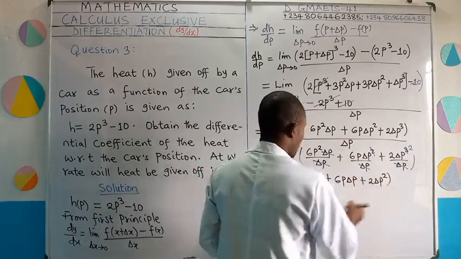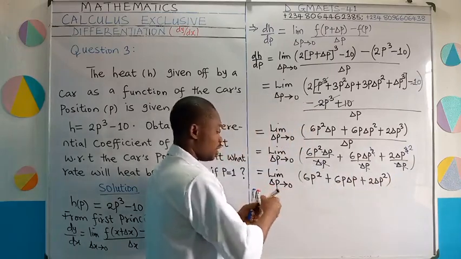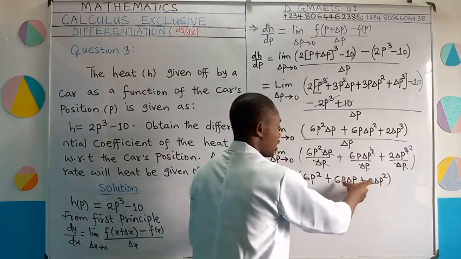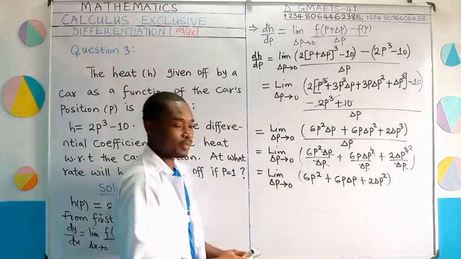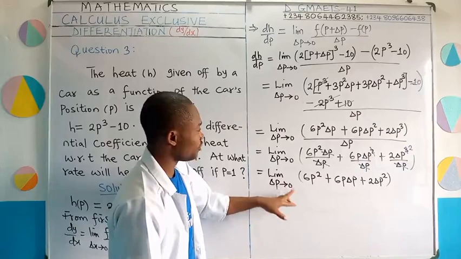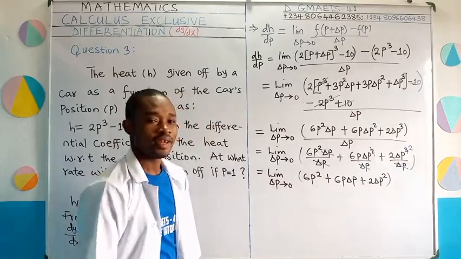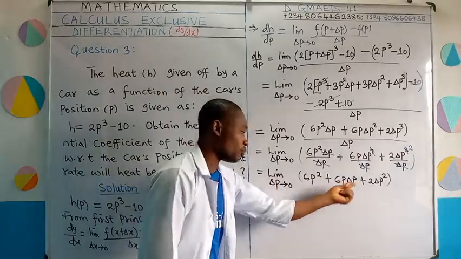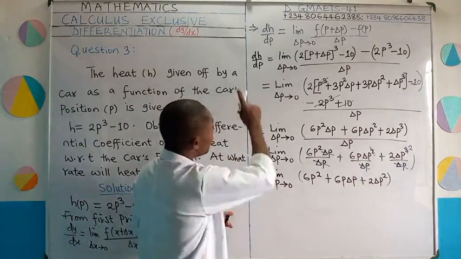Now what do you do here? You are going to substitute the value of delta p wherever you see your delta p. It is at this point we take the limit. That limit is putting the value of delta p into this. Are you following, right? By substituting the value of delta p wherever you see it.